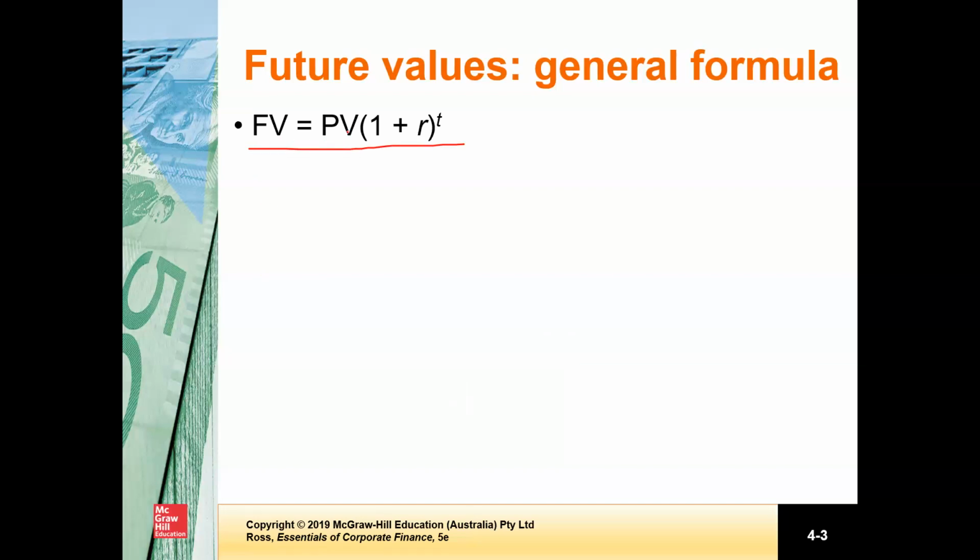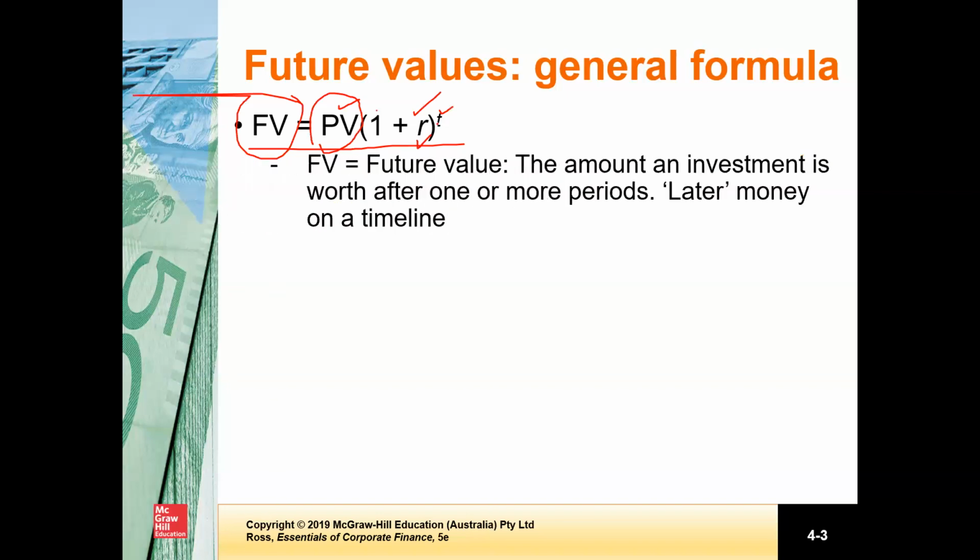So future value is the present value, which is the value of the cash flow today, multiplied by (1 plus r) power t. R is the interest rate, and t is the time period. So future value is the value of a cash flow that we have today if we earn a particular interest rate over a time period. This is what I have explained already.